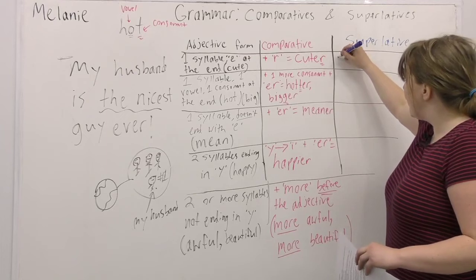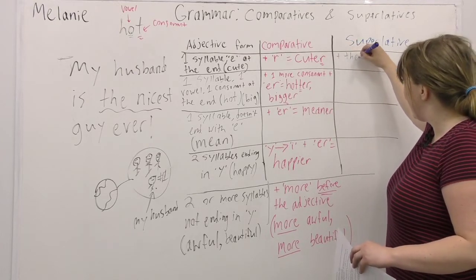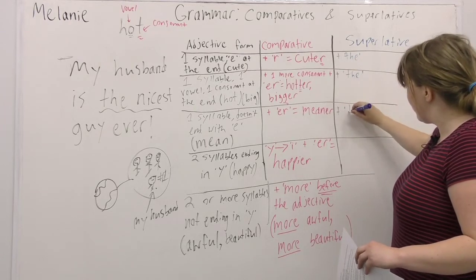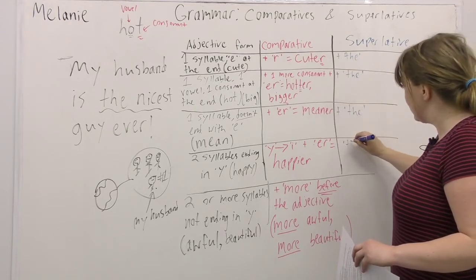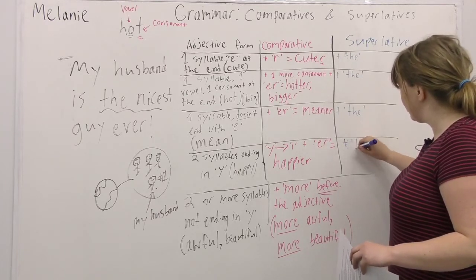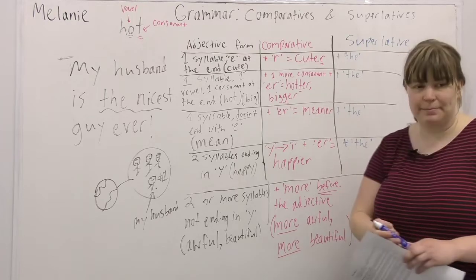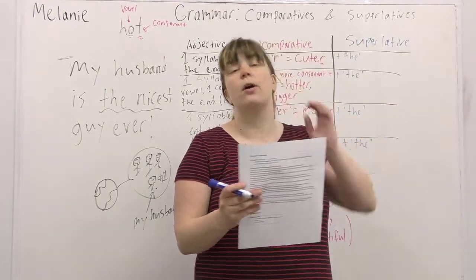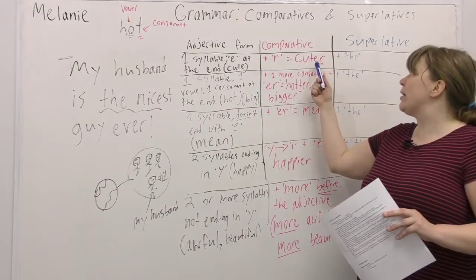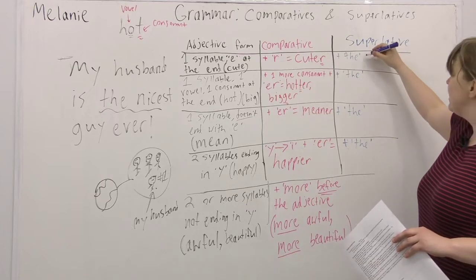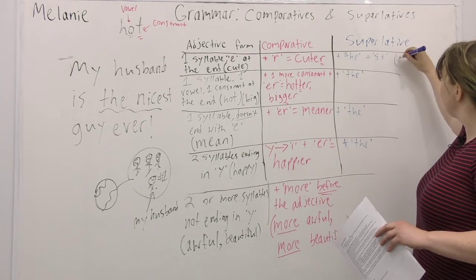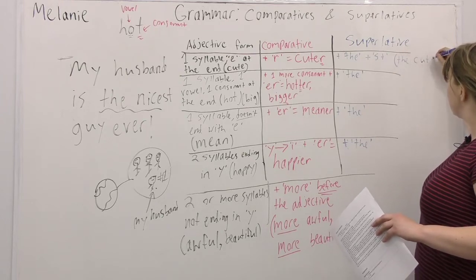So I'm just going to put plus "the" at the beginning of all of these. Plus the. Okay, I think you get it. So here we have cute, cuter. We already have E, so for cutest, we're going to add "the" and add ST. So the cutest.